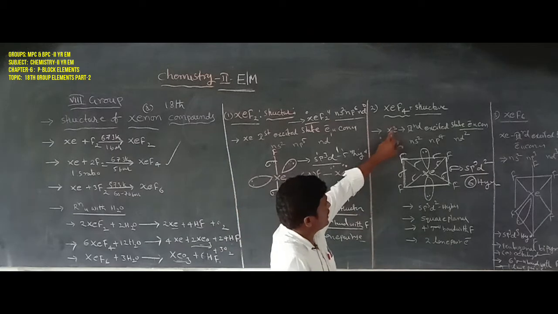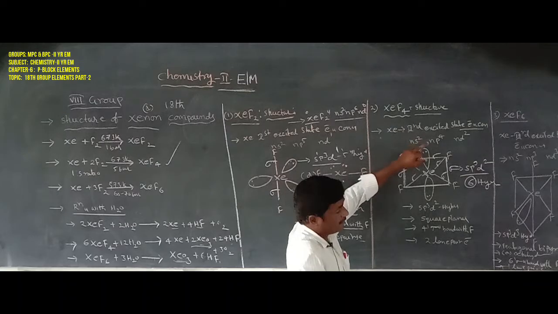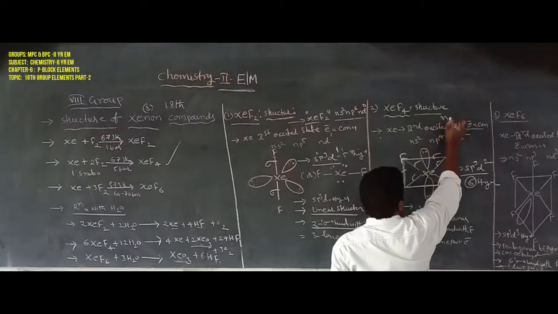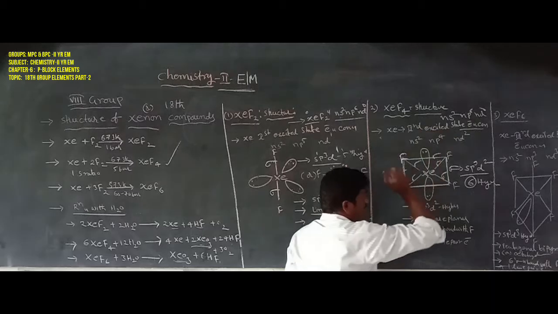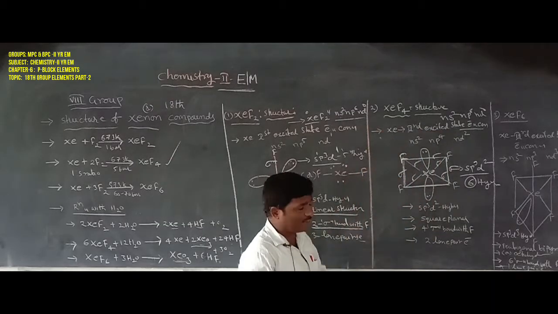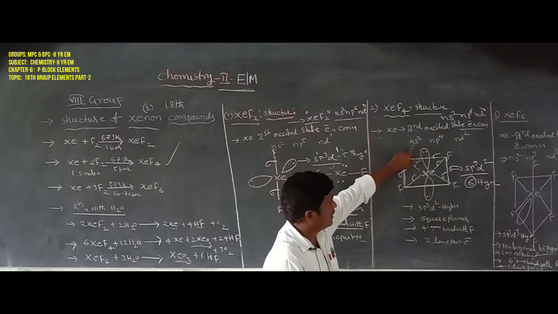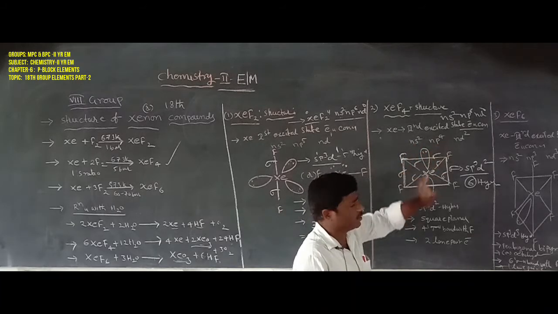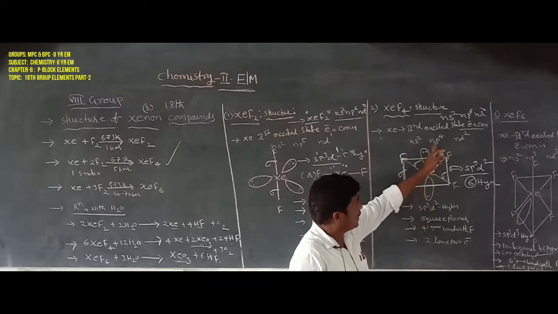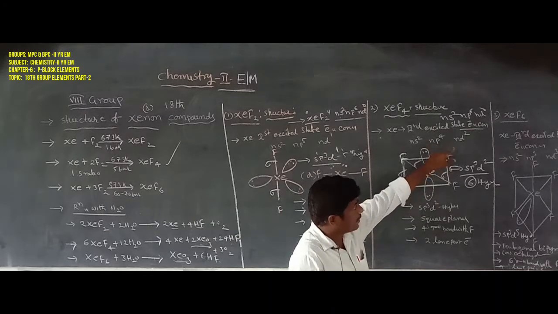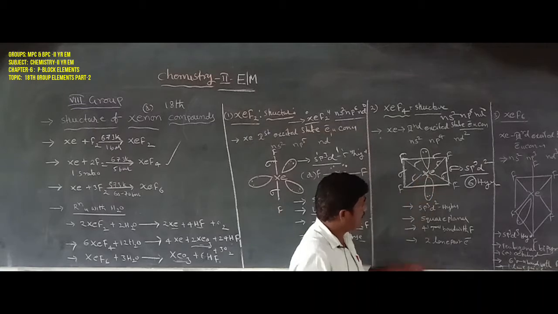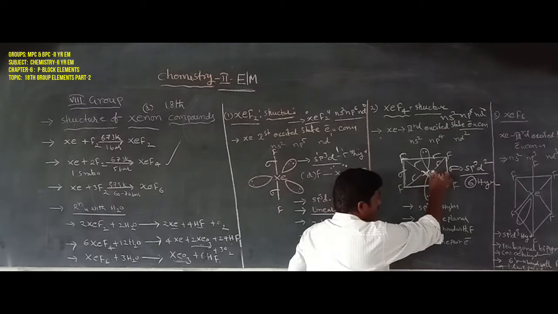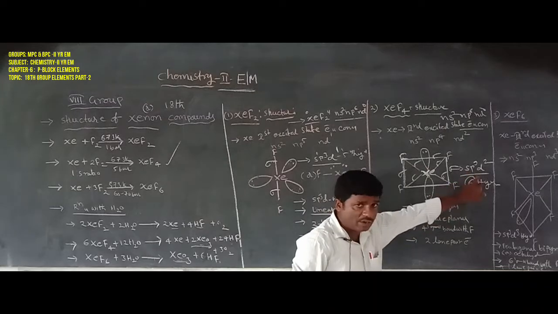Once again, in the xenon tetrafluoride structure, xenon is the central metal atom. Xenon ground state electron configuration is ns2 np6 nd0. But the second excited electron configuration in xenon tetrafluoride is ns2 np4 nd2. So 2 electrons from the p orbital jump to the d orbital. Xenon is the central atom, and it undergoes sp3d2 hybridization.